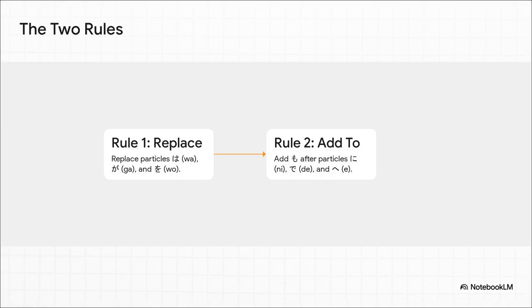So here's the game plan. Rule number one is what I call the replacement rule. This is where mo actually kicks out certain particles, like ha, ga, and o. Then there's rule number two, the addition rule, where mo is a team player. It just gets added after particles like ni, de, and he. That's it. Let's break down each one with some real examples.